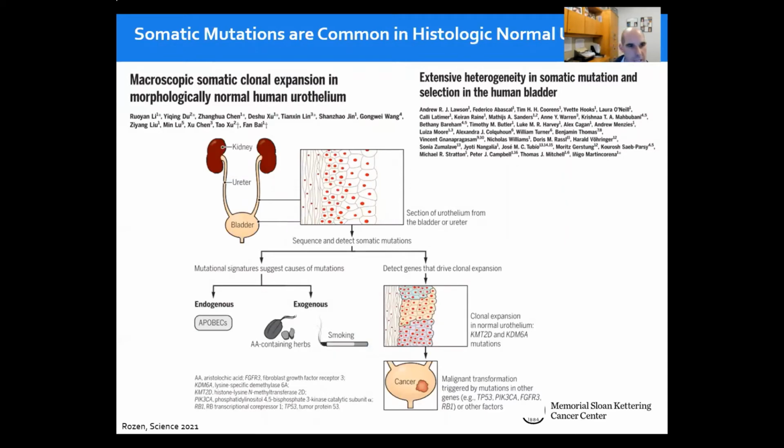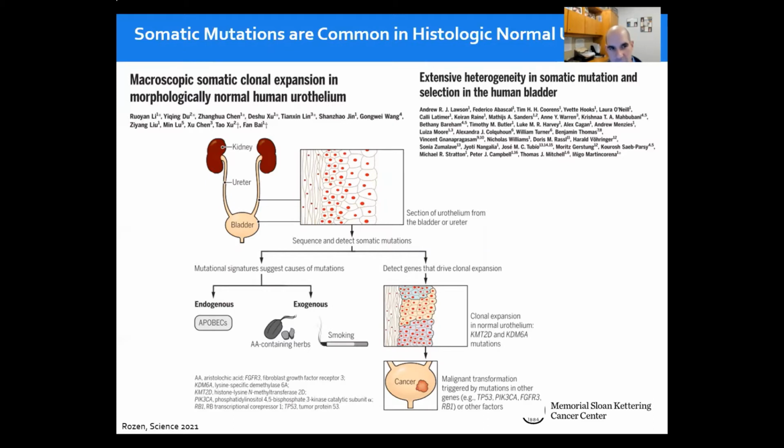Recently, there have been two Science papers which did whole exome sequencing of histologically normal appearing urothelium from patients that died from other causes at autopsy and did not have bladder cancer, as well as patients that had bladder cancer. So two different series, one in bladder cancer patients and one in non-bladder cancer patients.